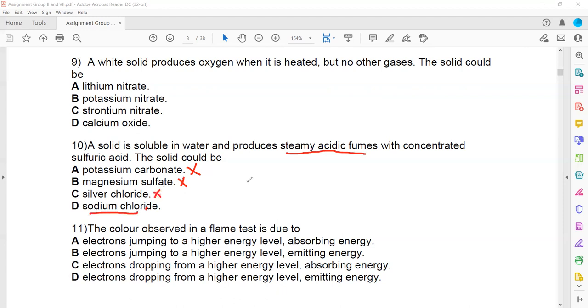When sodium chloride, NaCl, is mixed with sulfuric acid, first there is an acid-base reaction, so it will produce sodium hydrogen sulfate plus HCl. And that is actually the misty fumes or acidic fumes. When they come in contact with ammonia solution, they turn into a dense white smoke.